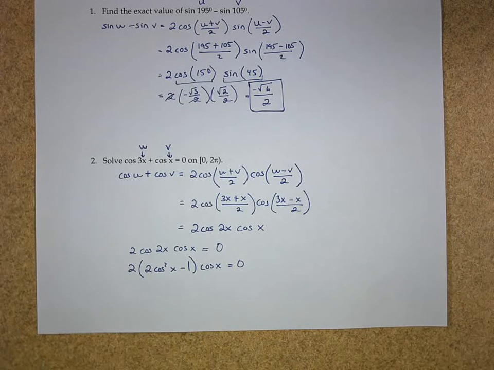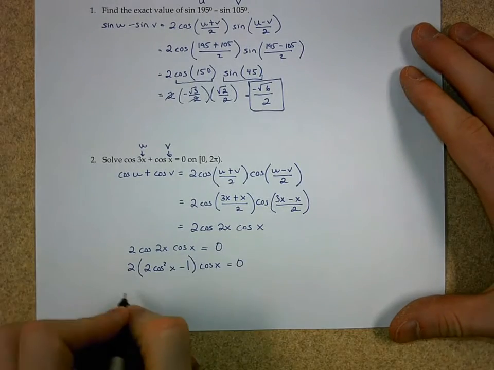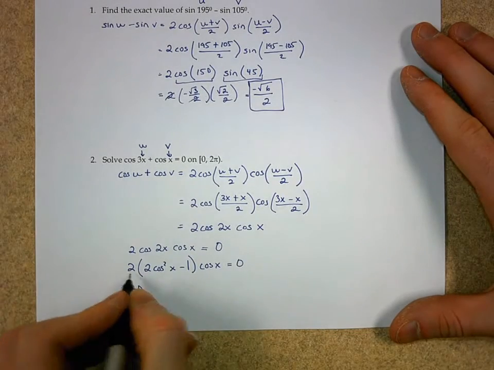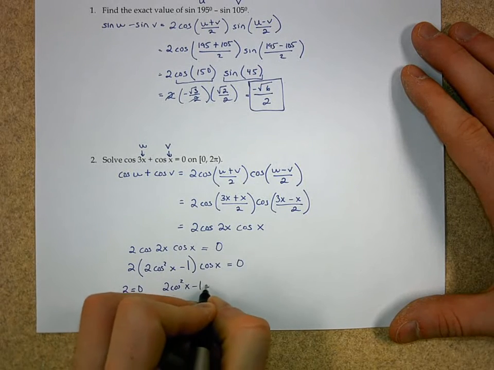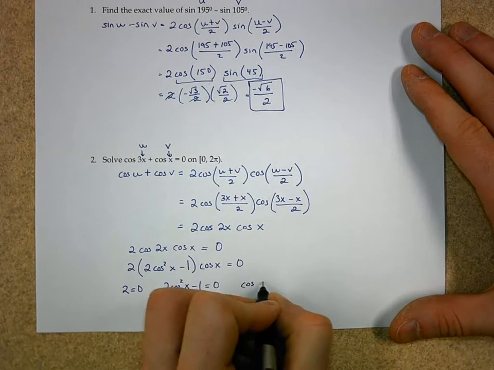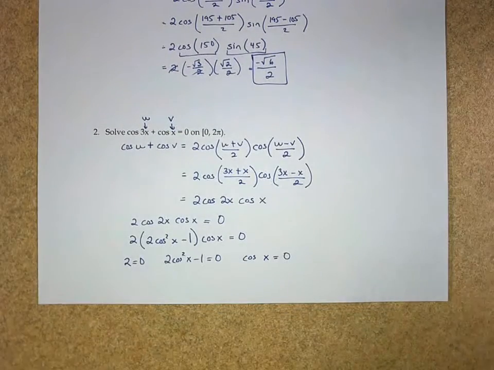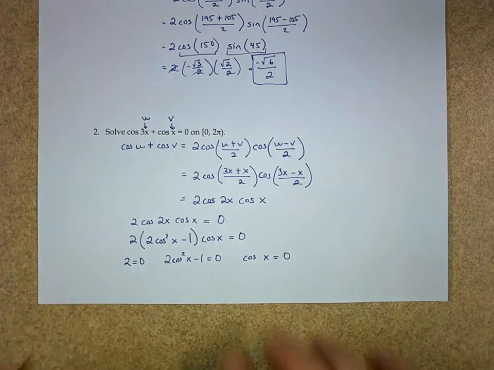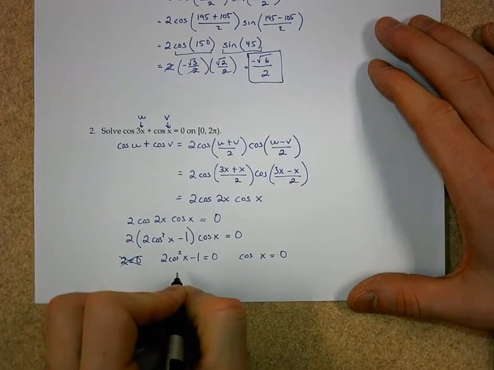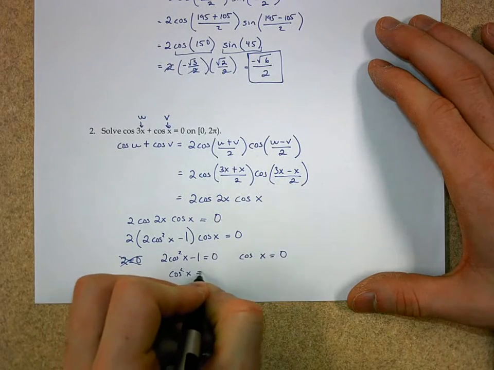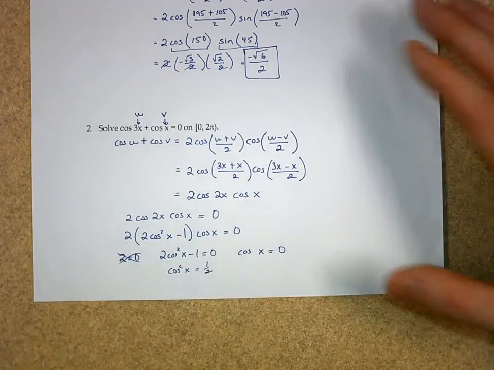And now I can set up all these factors equal to 0. I've got 3 factors being multiplied, set each one equal to 0. So 2 is equal to 0, which is my factor in front. 2 cosine squared of x minus 1 equals 0, and the cosine of x is equal to 0. Now here you know that's not going to do anything for us, but these other two are going to produce solutions.